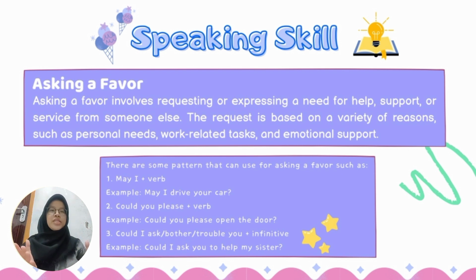And the second pattern is could you please plus verb. For example, could you please open the door? Could you please open the window? Could you please open the book? That's the example for the second pattern. And the next pattern is could I ask or bother or trouble you plus infinitive. For example, could I ask you to help my sister? Could I bother you to help my sister? That's the example for these patterns.